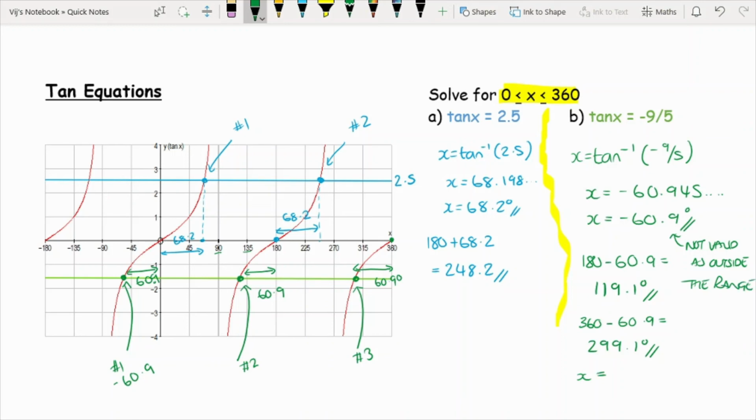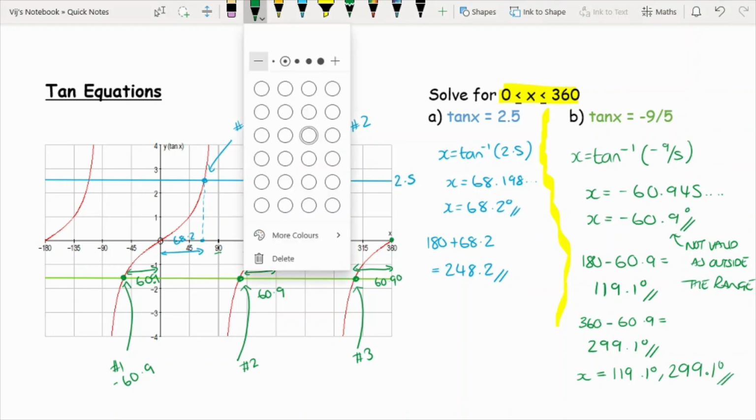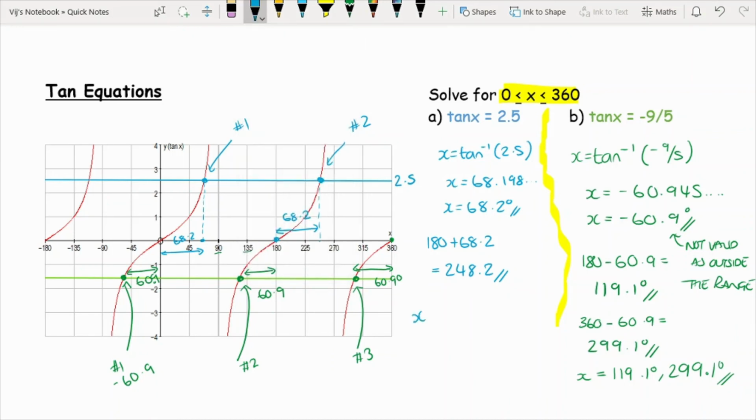So here x equals 119.1 degrees and 299.1 degrees. And likewise, if I just change the colour of my pen, for question A we've got x equals 68.2 degrees and 248.2 degrees.